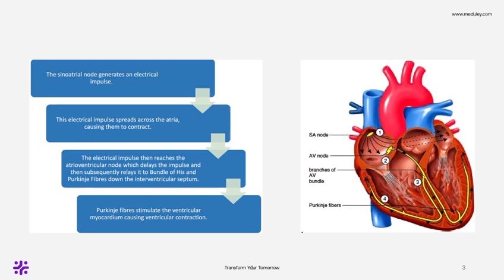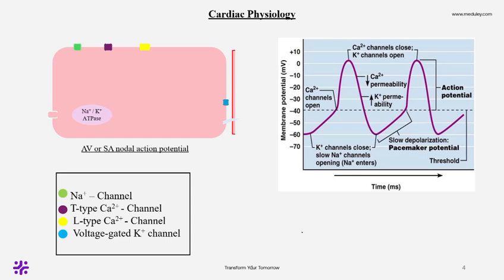Now let's see about the cardiac physiology. For the cardiac physiology, we will first see the SA or AV nodal action potential. So here we have an SA and AV nodal cell. In this cell we have a sodium channel, potassium channel, T-type calcium channel and L-type calcium channel.